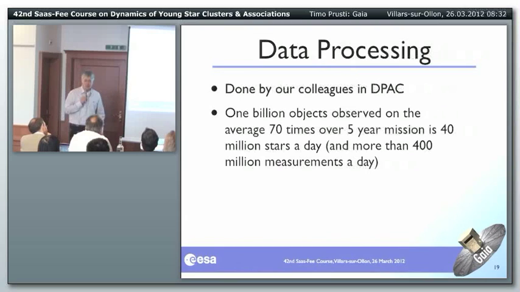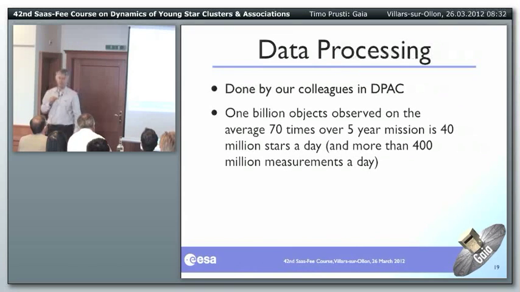1 billion objects observed 70 times over 5 years, so if you do the calculation back, it's 40 million stars every day. And because there are 10 CCDs in a row, on an average day we are talking about 400 million measurements they have to deal with. And including weekends, on Monday when you come in, you have 1.2 billion measurements to worry about. And if you have a long weekend, you have 2 billion measurements. So don't take long weekends.